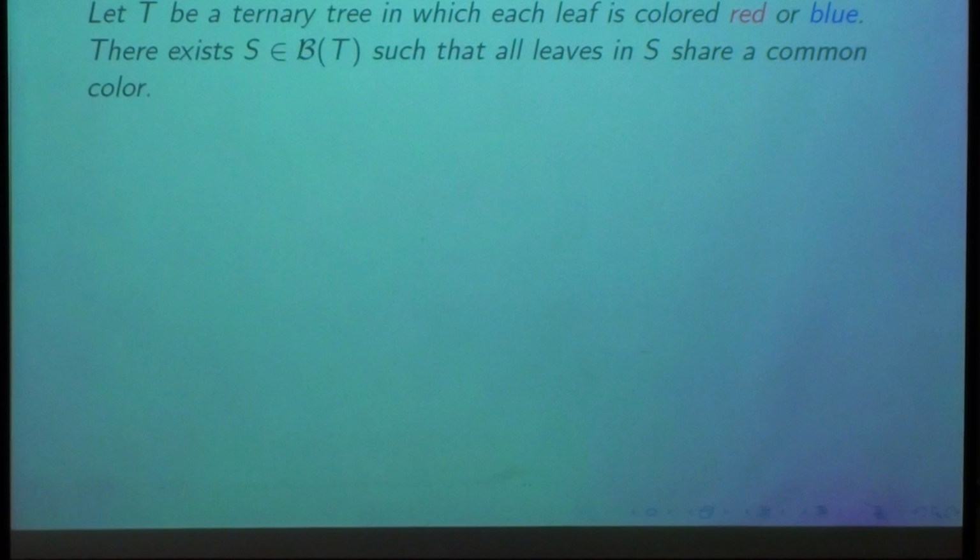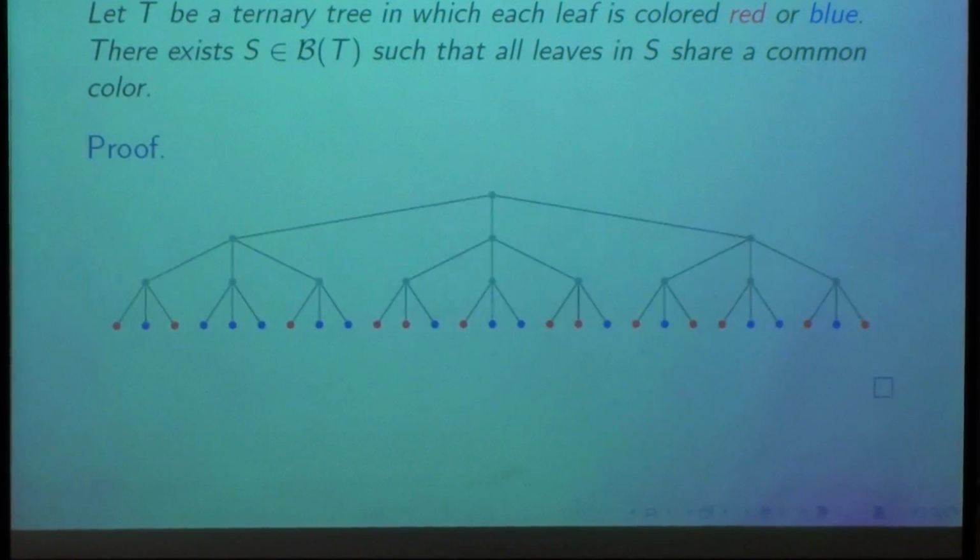Okay, so here's what the lemma says. It says if you have a ternary tree where now the leaves come in one of two colors, so every leaf is either red or blue, you're going to be able to find a binary subtree such that every leaf in the binary subtree is either red or every leaf in the binary subtree is blue. So all the leaves are monochromatic in this binary subtree.